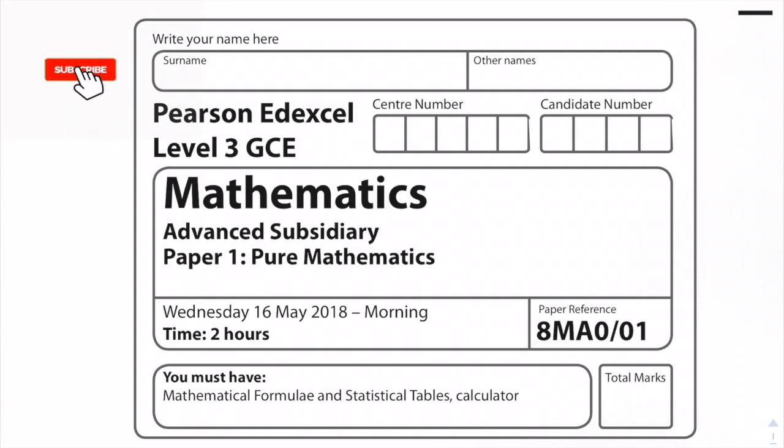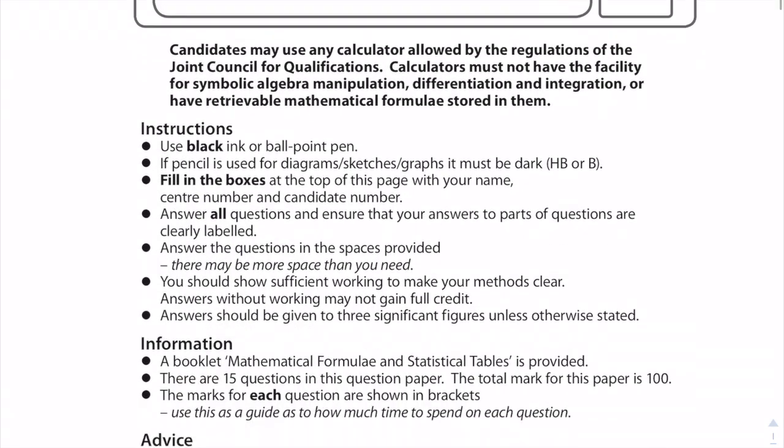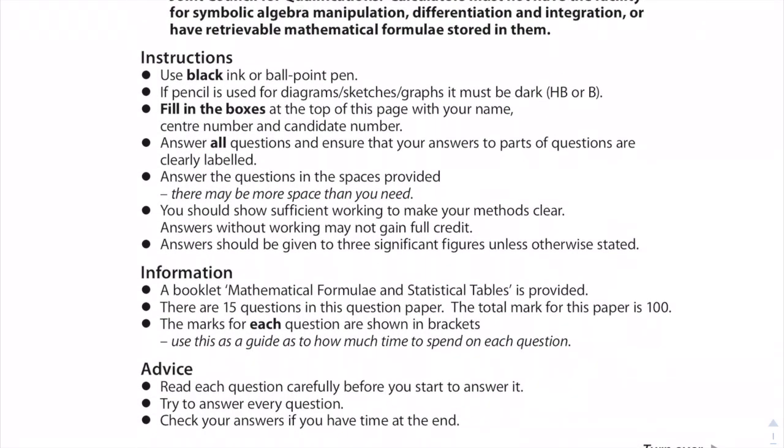Hi guys, welcome to this Easy Maths video, and today we're looking at the AS Edexcel Pure Maths paper from May 2018. The time allowed for this paper is 2 hours. It's a calculator paper which is made up of 15 questions totaling 100 marks. It's important to note that answers should be given to 3 significant figures unless stated otherwise.